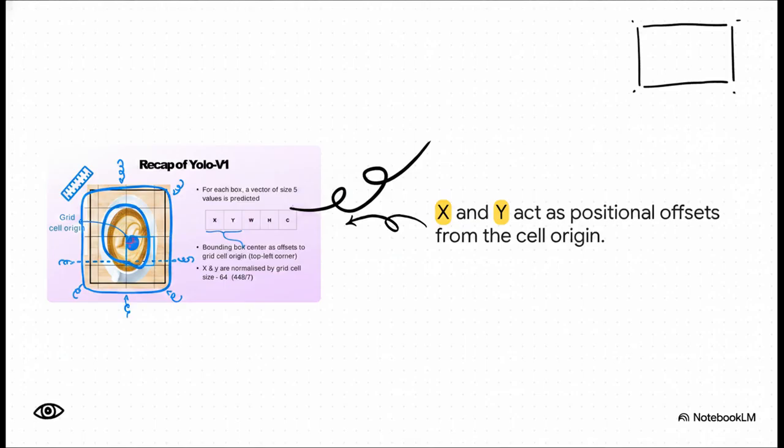Notice the blue dot right in the center of the coffee cup, and look at the arrow pointing from the top left corner of that specific grid cell. That corner is the cell's origin. X and Y don't care about the rest of the image. They act strictly as positional offsets from that top left origin. They anchor strictly to the corner of that specific coffee cup cell.